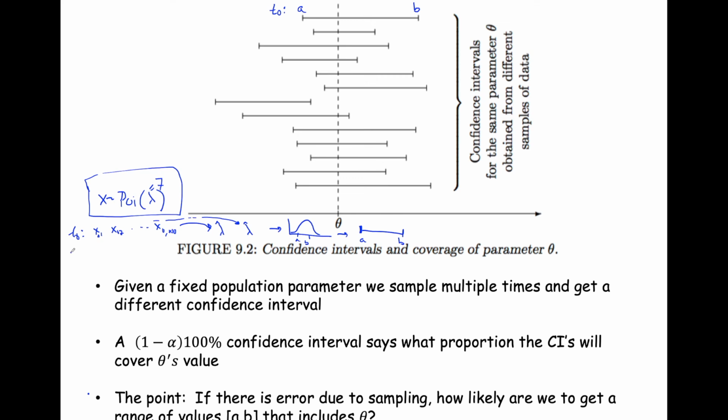So now at time T1, you do the same thing. That should be a T. At T1, you do the same thing. That's x11, x12, up to and including x1,100.